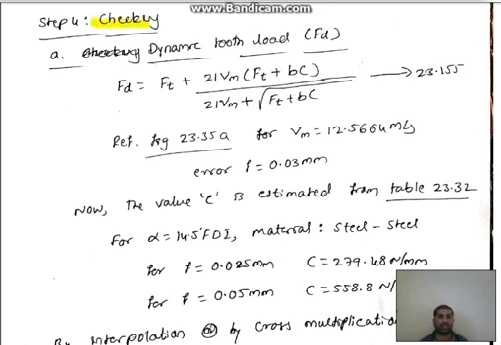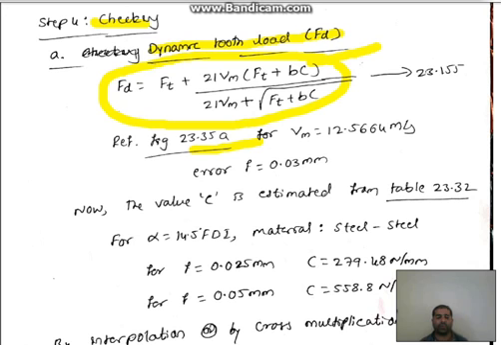Step 4. Checking. A bit. Dynamic tooth load FD. The dynamic tooth load equation is given here. In this equation, only the C is unknown. Refer figure 23.35a. For pitch line velocity 12.5664 meter per second, the error e is 0.03 mm.